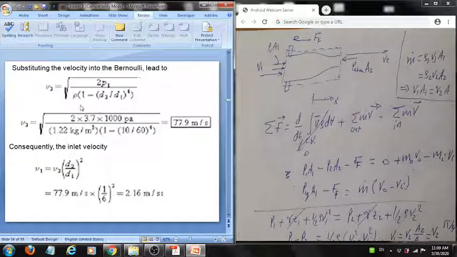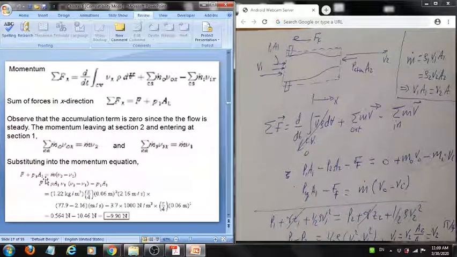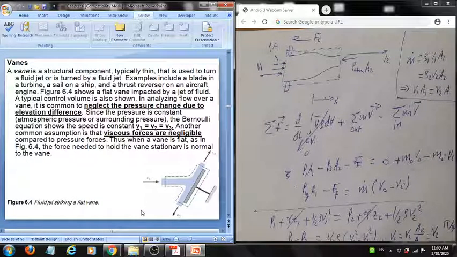Here, as we said, is how we solve for V2, and then we solve for V1, as we said before, and then here is how we found the force necessary to make the flange stationary. Notice here he multiplied the gauge pressure by 1,000 to change the units into Newton from kilonewton.